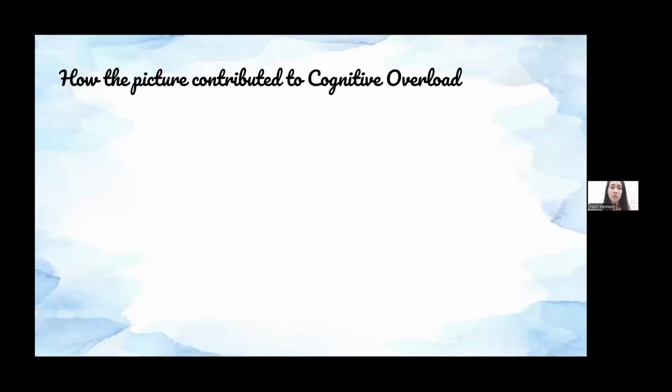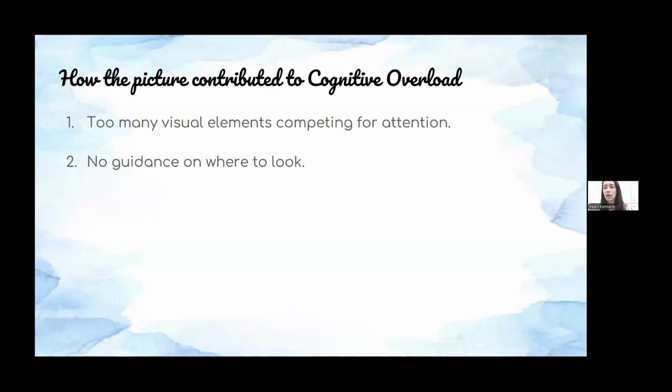So how does the picture contribute to this idea of cognitive overload? Too many visuals. You already told me this. Absolutely. They're all competing for our attention. No guidance on where to look. I just told you look at everything, and I'm going to ask you a question. And your working memory gets overwhelmed. So basically, you didn't know what was important. So everything was important.